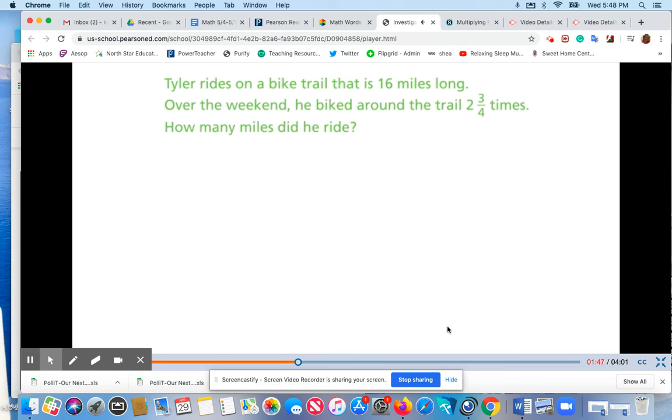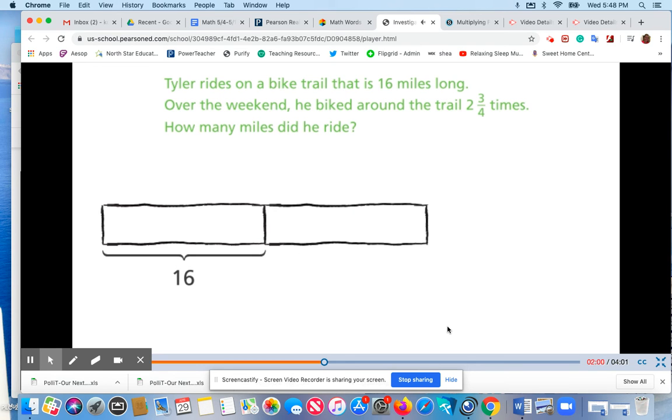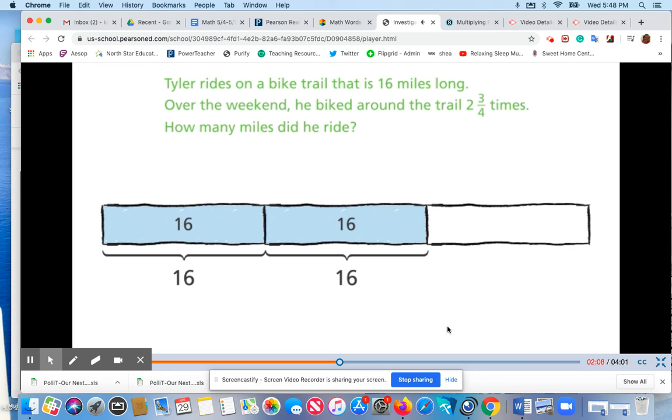I used fraction bars to solve this problem. 1 fraction bar will equal the length of the trail, 16 miles. He rode the full bike trail 2 times, so I drew 2 fraction bars and shaded them in. Then he rode 3/4 more of the trail. I drew another fraction bar that equals 16 miles.